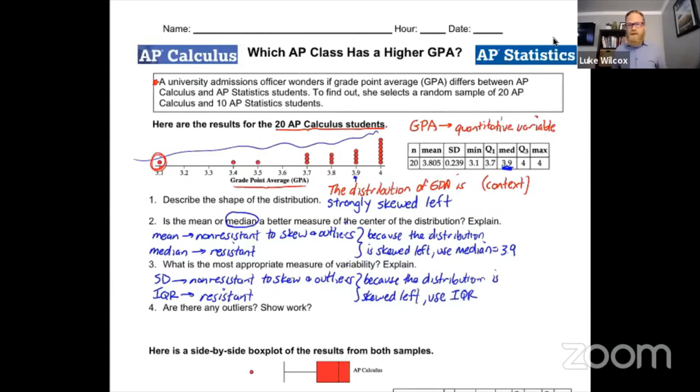Now we should go ahead and actually calculate the IQR here, which is the third quartile minus the first quartile. And if you look up above, we know that, let's see, Q3 is 4, Q1 is 3.7, and that's going to give me an IQR of 0.3.